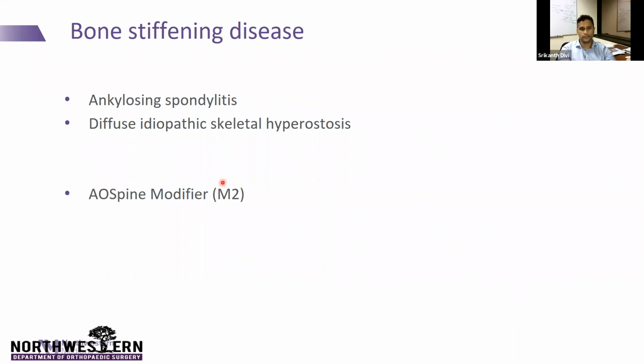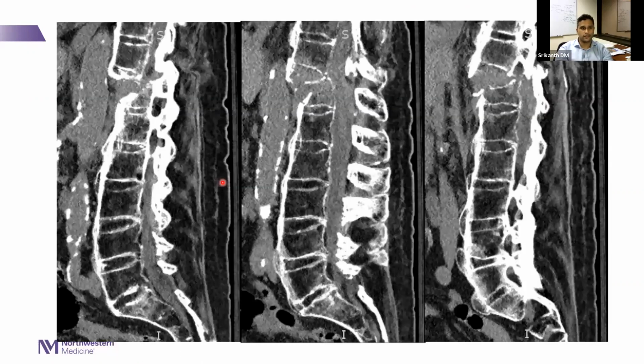Then we talked about ankylosing spondylitis and DISH briefly. These are important because they are bone stiffening diseases. Here's an example of a patient that has a 3-column injury and ankylosing spondylitis. As you can see, the bridging bone and clear preservation of this space there. This is hard because it's 2 rigid lever arms above and below, and so using a short segment fusion to hold this together will fail.